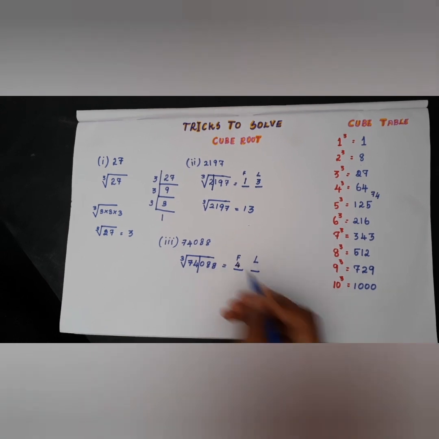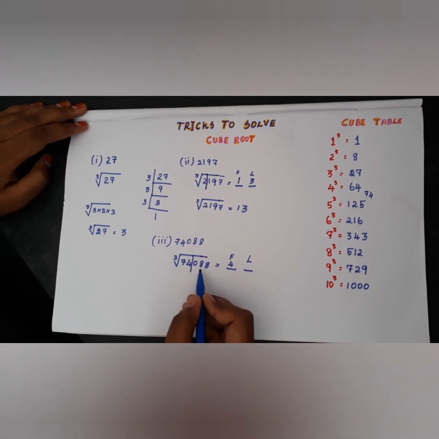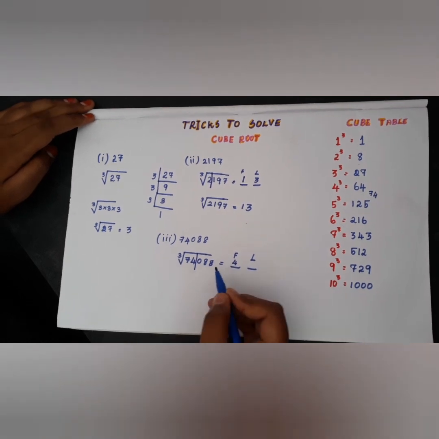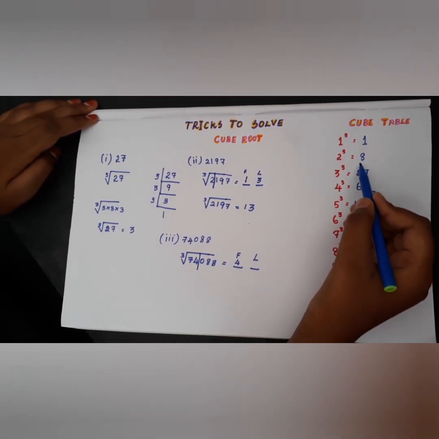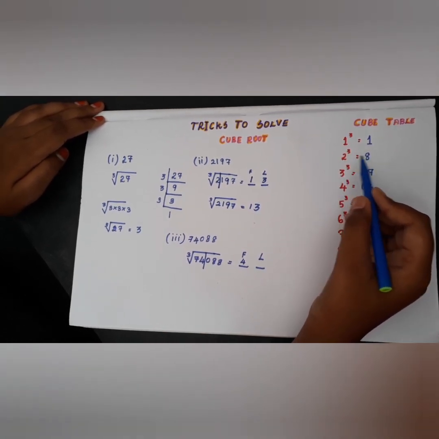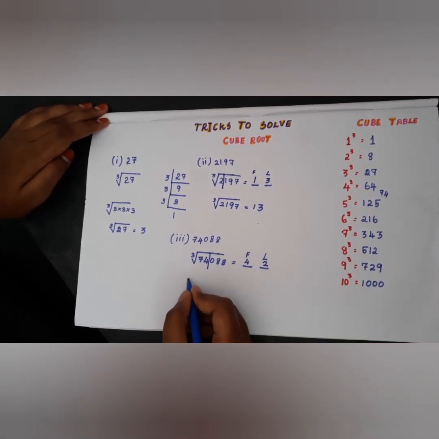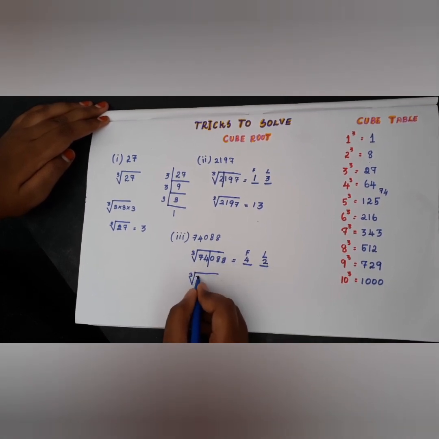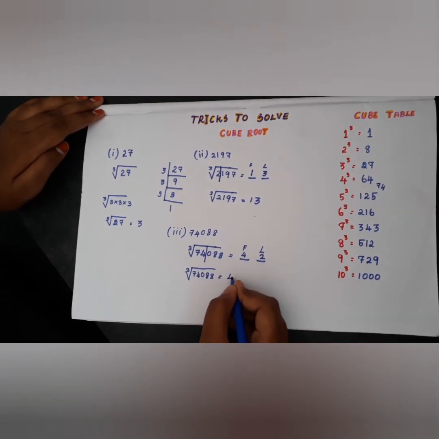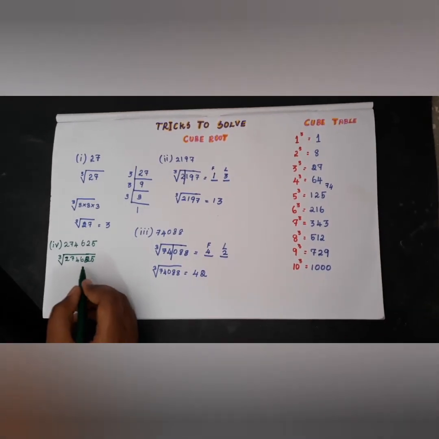First digit 4. Next we take the second group. The second group is 3 digits. 8 is the unit digit. Search where is 8? Here is 8. 2 cube equals 8. So 2 is a combination of 8 and 8 is a combination of 2. So the cube root of 74088 equals 42.